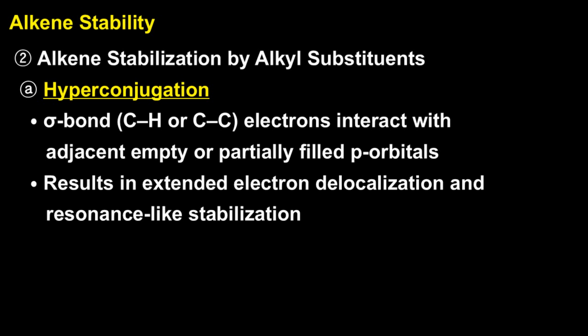Now let's talk about the reason why more substituted alkenes are more stable, and that's something called hyperconjugation. It's a type of electron delocalization that helps stabilize the double bond, especially when there are more alkyl groups around it. We'll take a closer look at how it works in the next diagram.